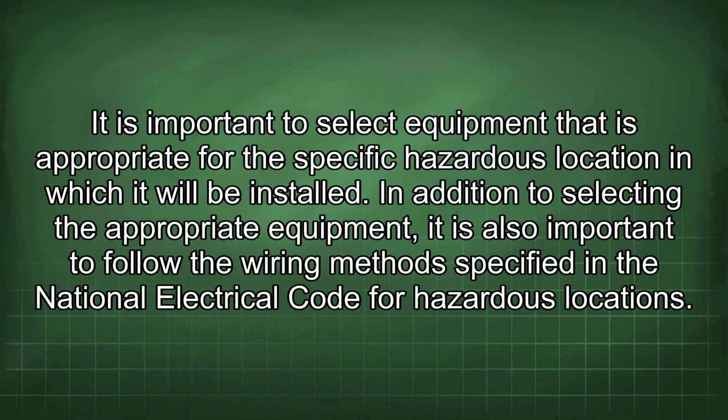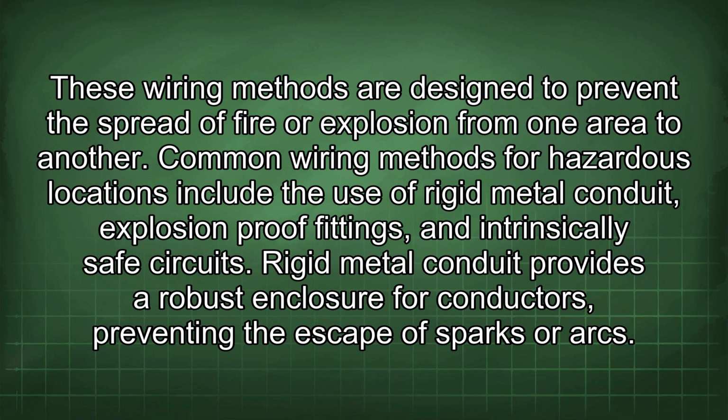In addition to selecting the appropriate equipment, it is also important to follow the wiring methods specified in the National Electrical Code for hazardous locations. These wiring methods are designed to prevent the spread of fire or explosion from one area to another. Common wiring methods for hazardous locations include the use of rigid metal conduit, explosion-proof fittings, and intrinsically safe circuits. Rigid metal conduit provides a robust enclosure for conductors, preventing the escape of sparks or arcs.